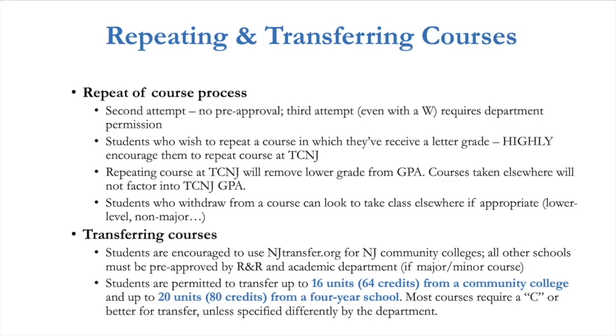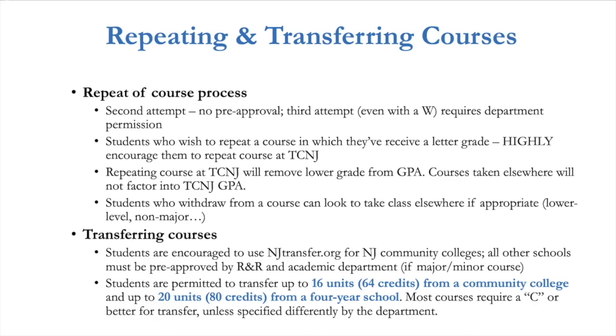Students who want to take a class again do not need to get approval to take it a second time, but if they have a third attempt, even with a W, that requires department permission. That's one of those things to consider if a student wants to withdraw from a class. That W counts as an attempt if they're going to have to take it again.